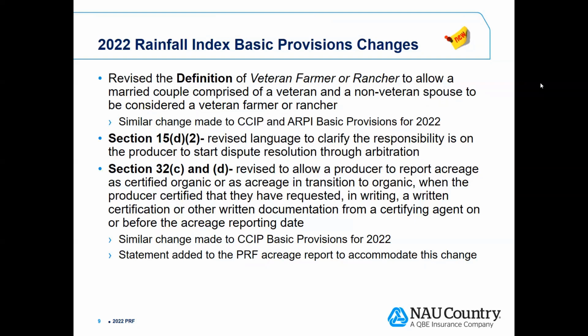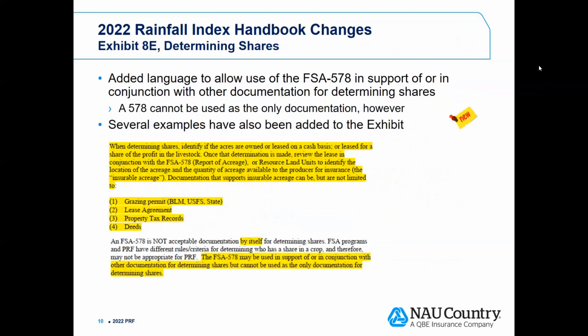Another good change that I thought was a good thing: the last couple years, I think since 2020, they've said that we can't use the 578 to verify share because they have different rules, whatever the situation may be.